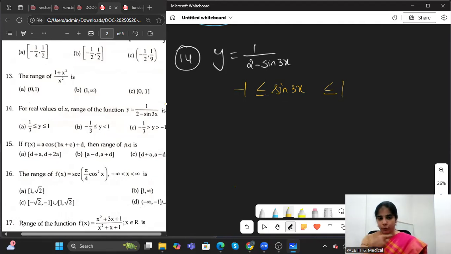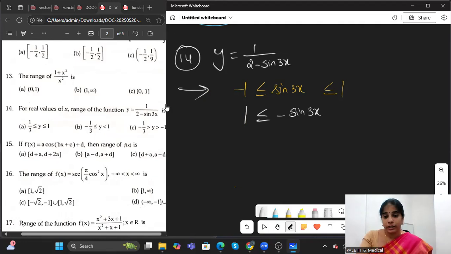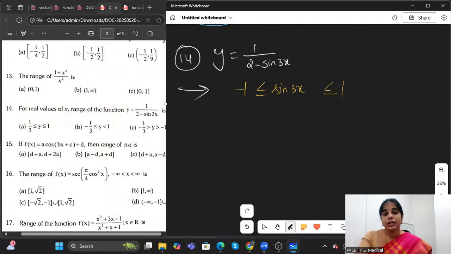Now I am left with 1 by 2 minus sine 3x. So I know sine 3x range is minus 1 to 1. From this, I am framing my question. How do I get minus sine 3x now? I'm supposed to frame this using this inequality. Now I'm multiplying with a minus, in the sense all the signs will be changed. 1 less than or equal to minus sine 3x. Sorry, it is not less than or equal to. Now, as I said, the sign should be changed there. It should be 1 greater than or equal to minus sine 3x, which is greater than or equal to minus 1.